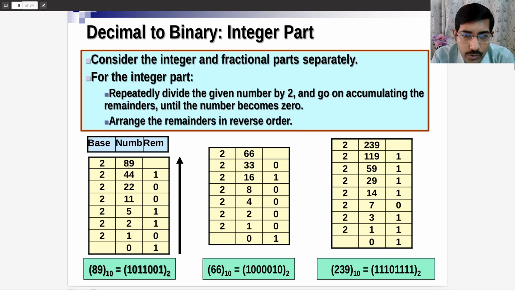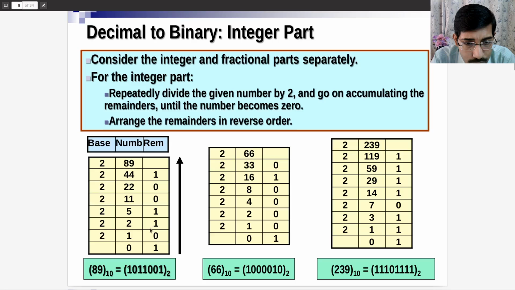So what we do is that we try to divide the number by 2 and also try to see what is the remainder. So 89 divided by 2 gives me remainder 1, and the result is 44. We go on. 44 divided by 2 gives me remainder 0, result is 22. 22 by 2, 11, remainder 0. 11 by 2, 5, remainder 1.